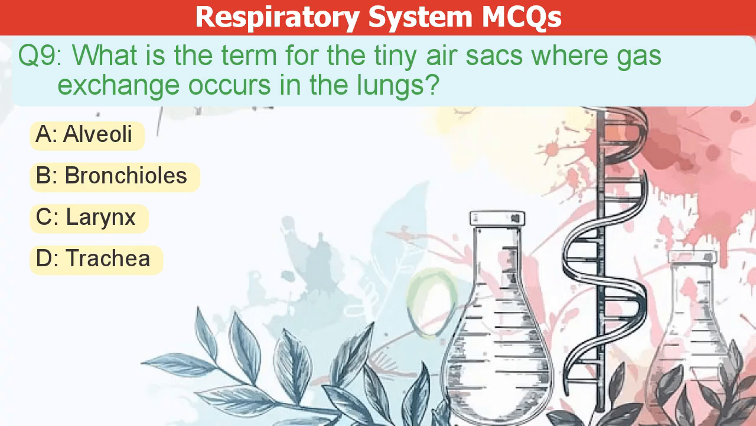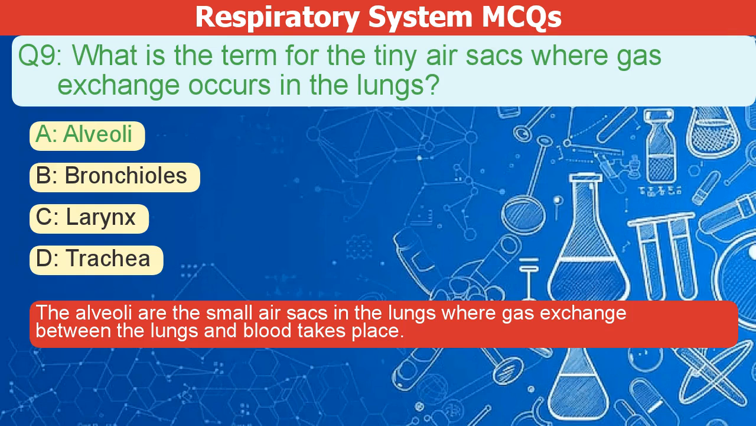What is the term for the tiny air sacs where gas exchange occurs in the lungs? A. Alveoli. B. Bronchioles. C. Larynx. D. Trachea. The correct answer is A. The alveoli are the small air sacs in the lungs where gas exchange between the lungs and blood takes place.